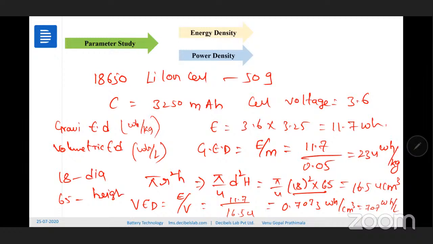So this is how we have to calculate the gravimetric energy densities and volumetric energy densities. If you know the shape of the cell and if you know the dimensions of the cell, we can calculate the volume and we can calculate the volumetric energy density. And if you know the mass of the particular cell, we can calculate the gravimetric energy density.